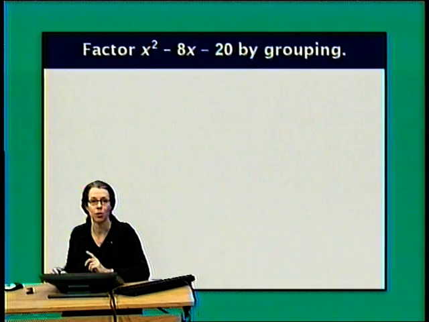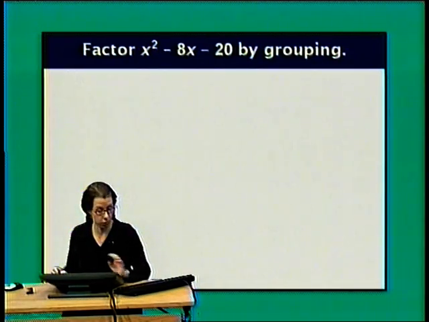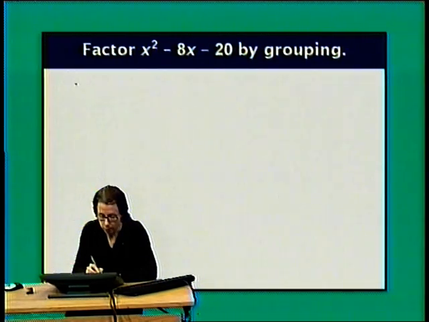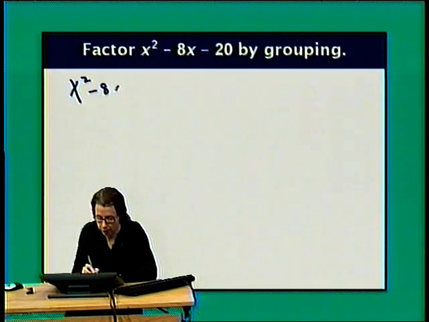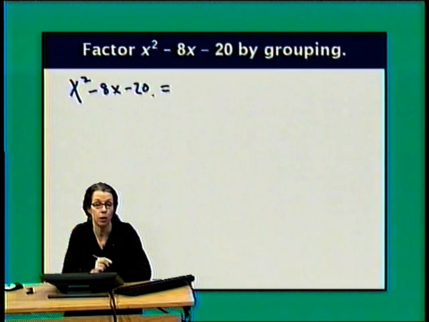So let's use this to factor one more trinomial of this form. X squared minus 8x minus 20. I want to split that linear term up, negative 8x, into two parts. I'm going to do that by looking for factors of negative 20, which add to negative 8.